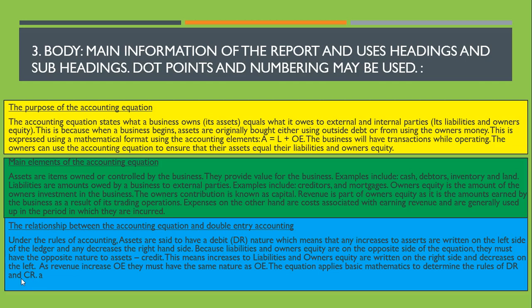Paragraph 3 is question 3. The question 3 is explain the relationship between the accounting equation and double entry accounting. We turn the question into a subheading, the relationship between the accounting equation and double entry accounting, and then the student answers the question. Between each paragraph, the student will leave a line blank.